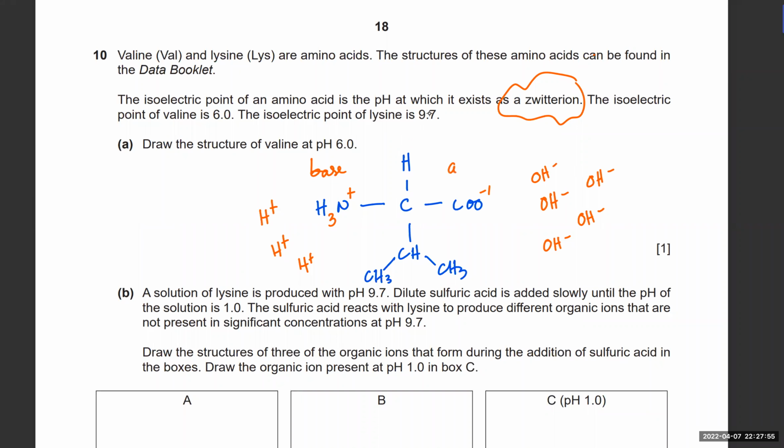But you're going to treat your isoelectric point as if it's pH 7. If the pH is above the isoelectric point, you're going to think of it as the solution being too alkaline. And if the pH is below the isoelectric point, for example, if for valine it's pH 6, right? So you're going to take pH 6. That is where it's a zwitterion.